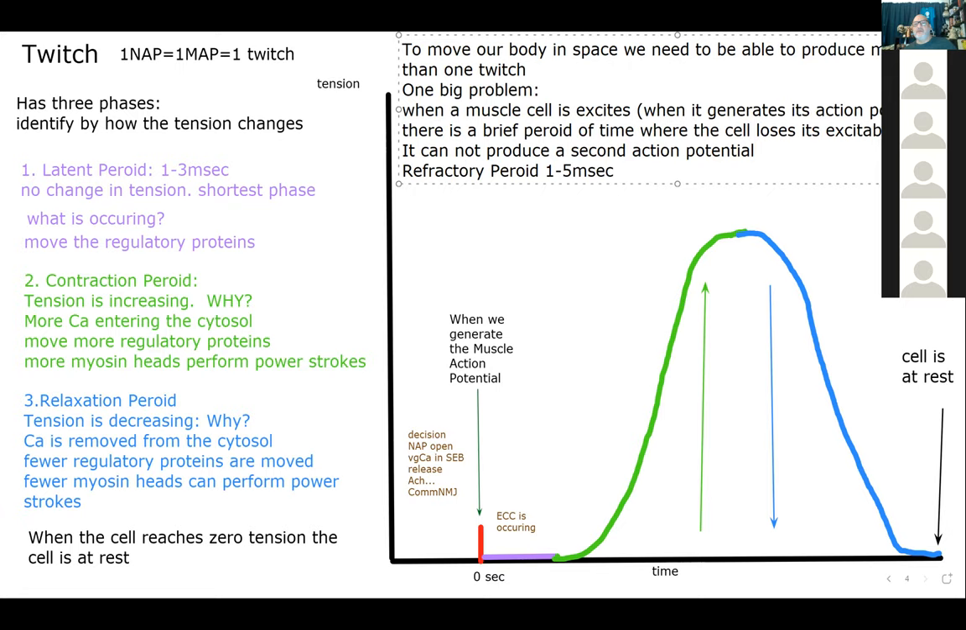So if you think about it, this latent period, what color haven't I used? Let's use orange. As soon as the muscle cell is stimulated, it can't be stimulated again for another 1 to 5 milliseconds. So somewhere around here. This period of time, as I mentioned, is the refractory period.